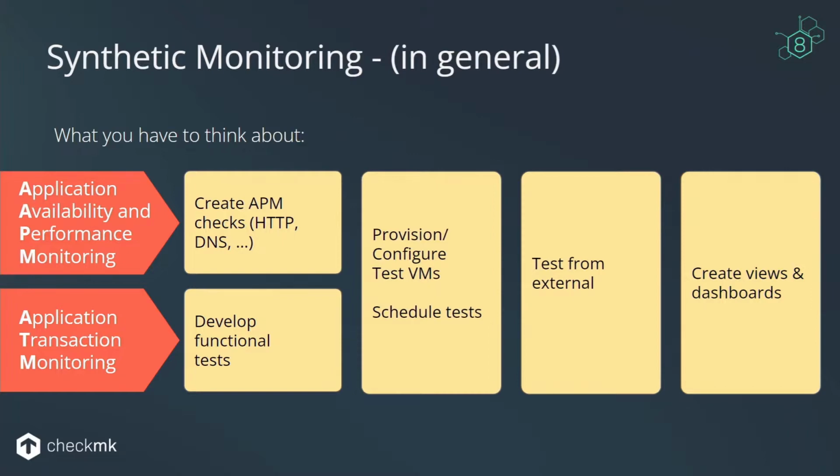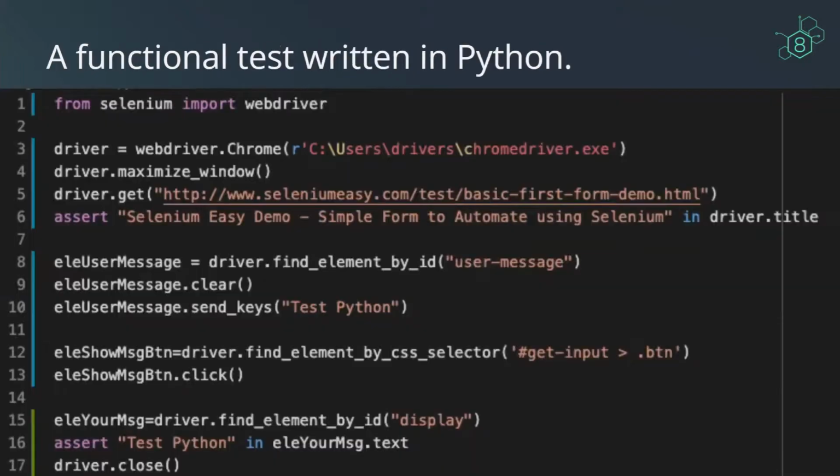So we see that here are a lot of things to do, and one of the more complex tasks is probably to develop these transactional tests. In the simplest case, you would start with a simple Python script, which looks like this. You see that in the very first line it uses the Selenium module for Python, and it's a very simple example. It works, but it has no error handling, no reporting, and so on.